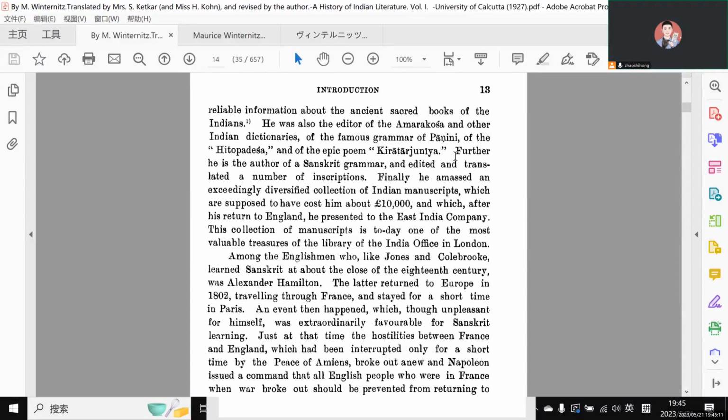He also did some other translations, such as Panini's grammar, the Ashtadhyayi, and edited Indian dictionaries, such as the Amarakosha, and other literature such as the Hitopadesha, Kiratarjuniya, and many other things.